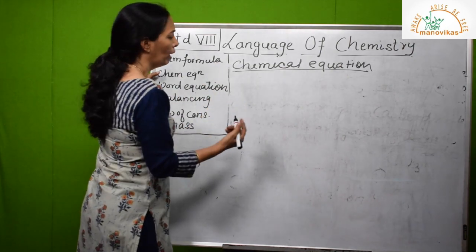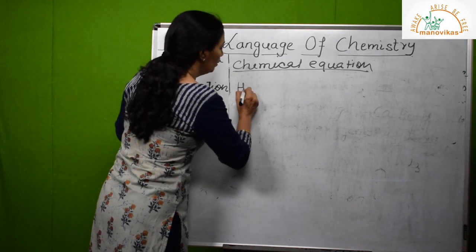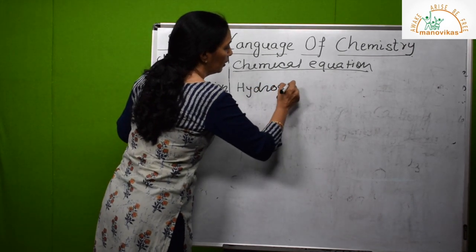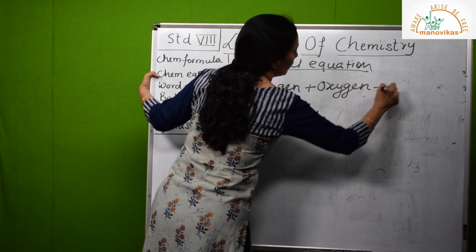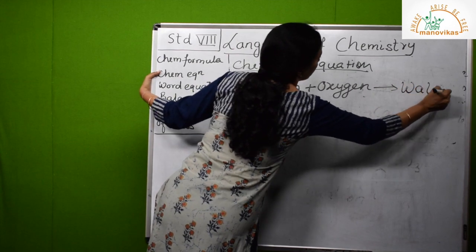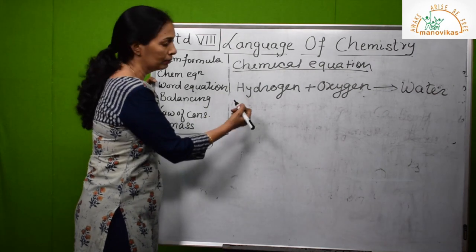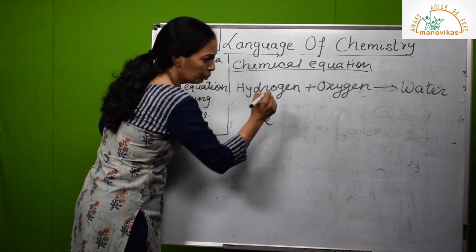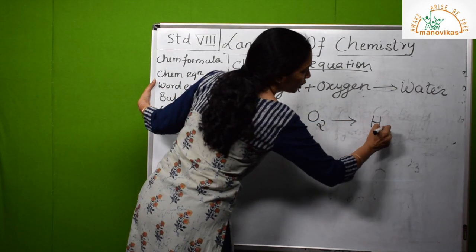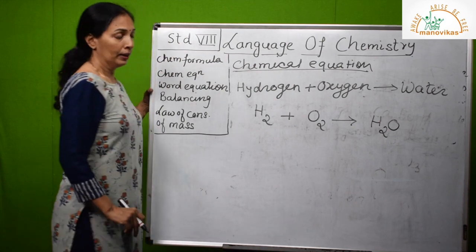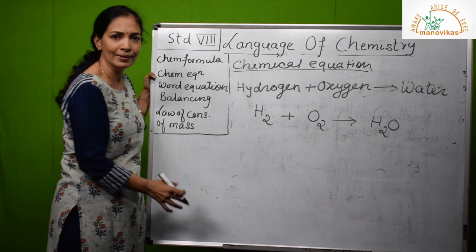Okay. So I will give one more example of a word equation, like hydrogen plus oxygen is equal to water. This is a basic simple equation, you all know this. Now what is the formula of hydrogen? You have to write H2 plus O2 is equal to H2O. This is the skeletal equation. Word equation, this is skeletal equation. Now we will balance the equation.